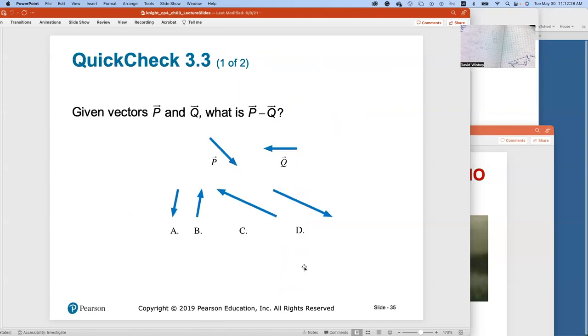Okay, so let's take a vote on this one. Given vectors P and Q, what is P minus Q? How many people think it's A? B? Or what about C? You sure it's not A? Okay, what about D? All right. Yes, D's have it. We flip Q around and then we put it on the snout of P, or the tip of P, and there we go, P minus Q.